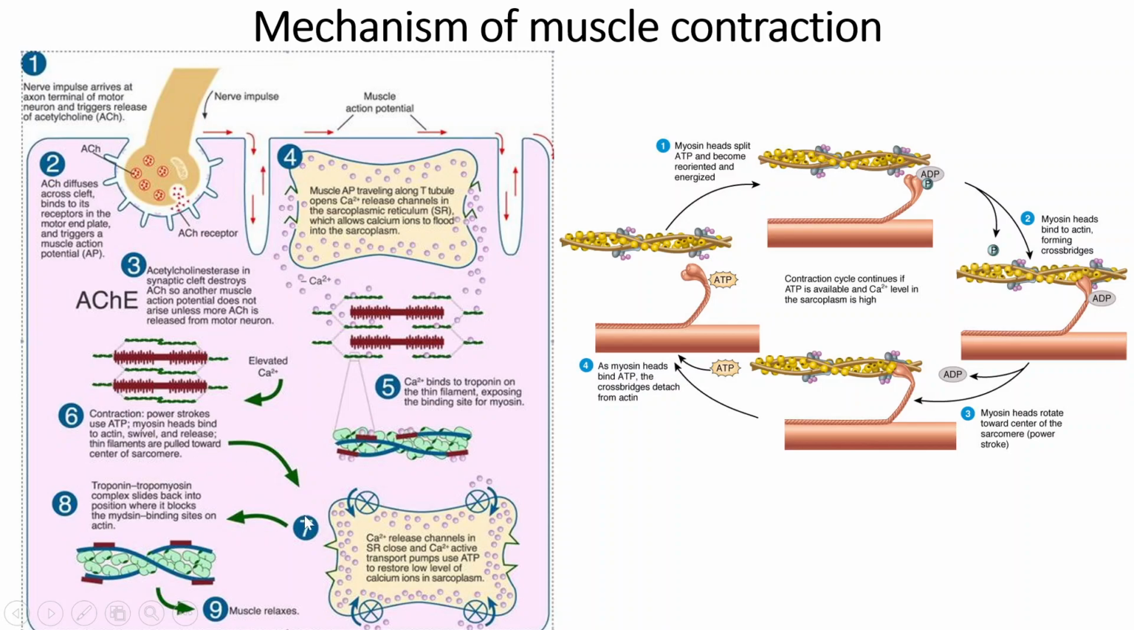Next, in step 7, as you can see, the calcium release channels in the sarcoplasmic reticulum close, and the calcium active transport pumps use ATP to restore a low level of calcium ions in the sarcoplasm. Next, the troponin-tropomyosin complex slides back into position where it blocks the myosin binding sites on the actin, and the muscle relaxes. So this is the basic pathway in which muscle contraction happens.